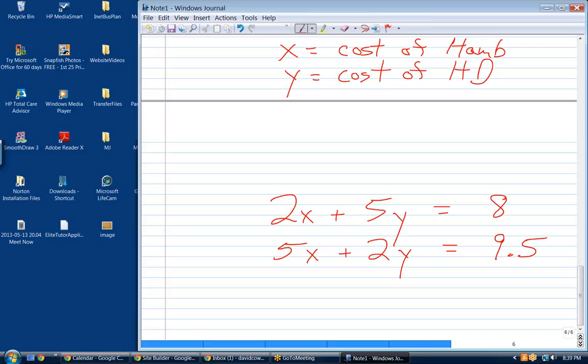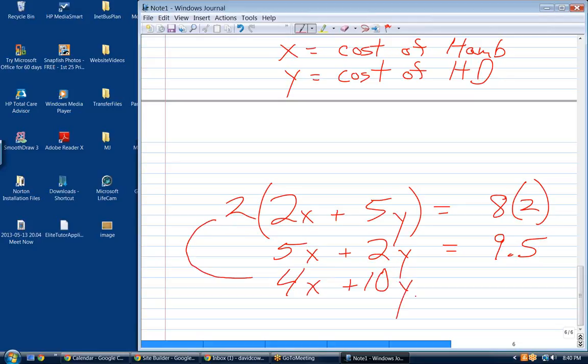Multiply both sides by 2. Which one, the top or the bottom? Top. Okay. So I'm going to multiply the left side of the equation by 2 and the right side by 2 because I can do it. Okay. What that results in is 4x plus 10y equals 16.